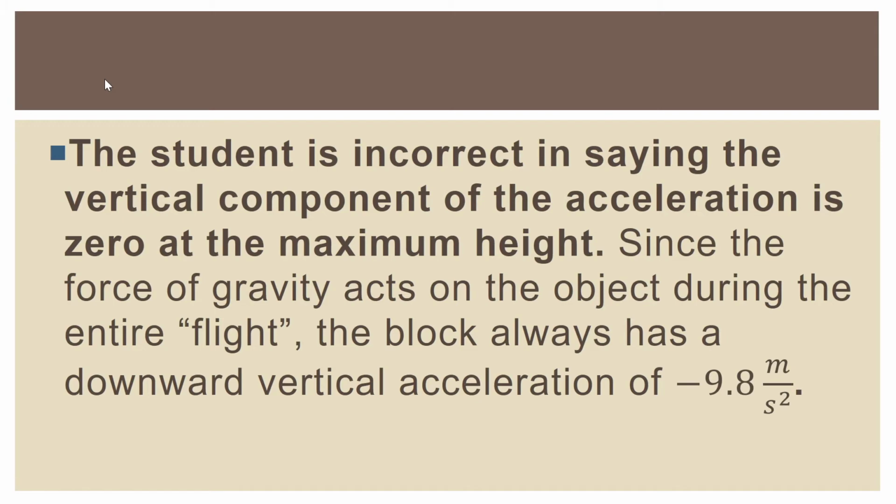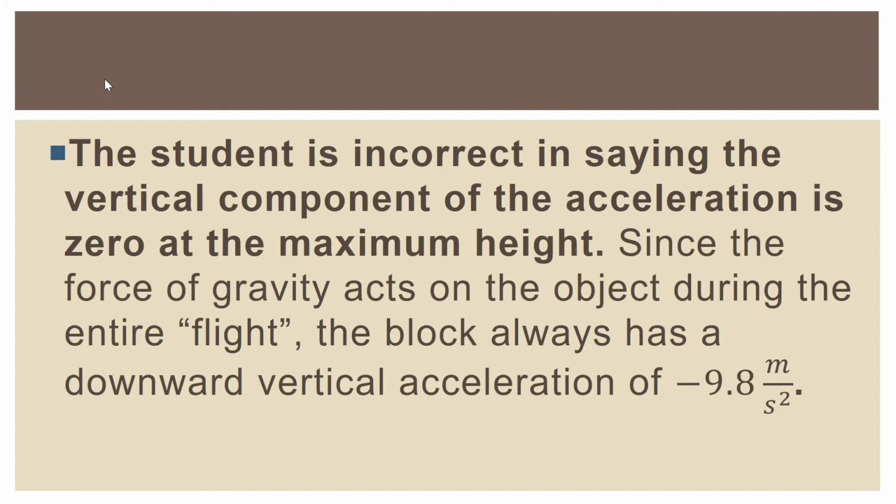Since the force of gravity acts on the object during the entire flight, the block always has a downward vertical acceleration of negative 9.8 meters per second squared. Come on, that's insane. The block wouldn't come down if there was no downward acceleration acting on it once it got to its maximum height. There's a force. Forces cause acceleration. Period, end of story. Again, if you want to pause this and write that down, go ahead.